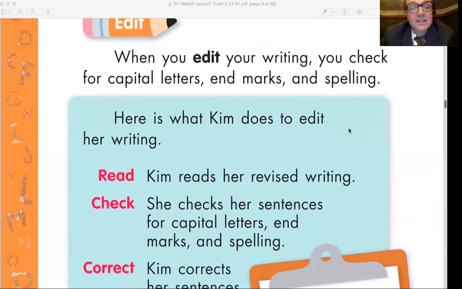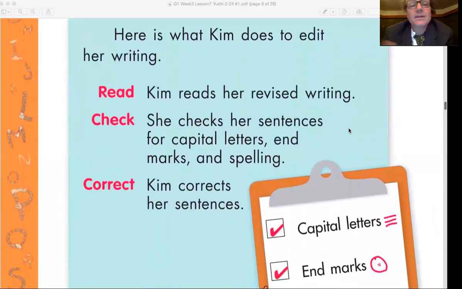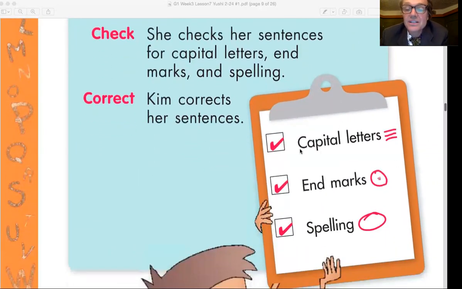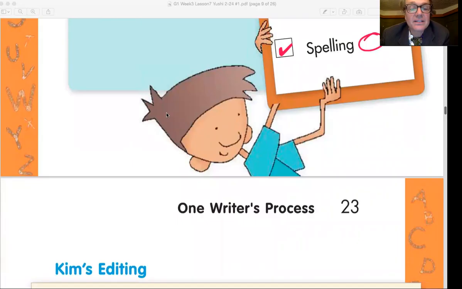So let's see what Kim does here with editing. Here is what Kim does to edit her writing. Read. Kim reads her revised writing. Check. She checks her sentences for capital letters, end marks, and spelling. So she went through very specifically and checked those. Correct. Kim corrects her sentences. So here's her checklist. Capital letters first, end marks second, spelling. Okay, so she's got her checklist, and this is Kim.